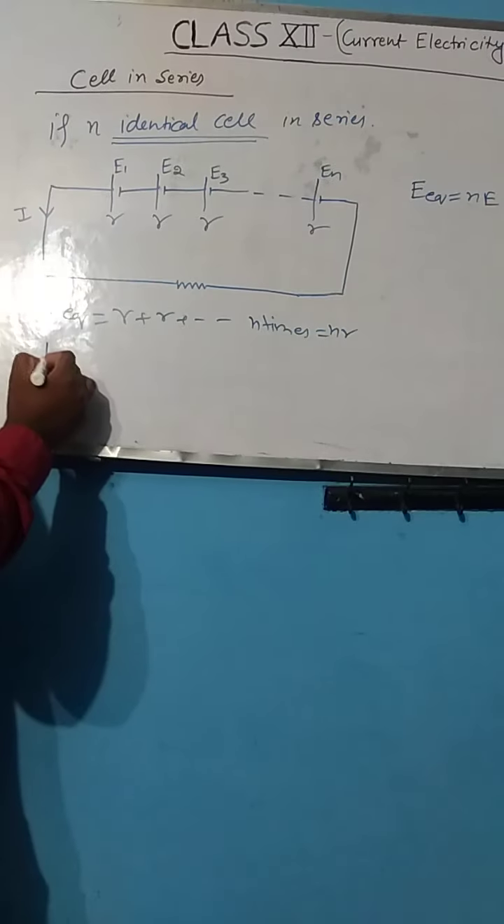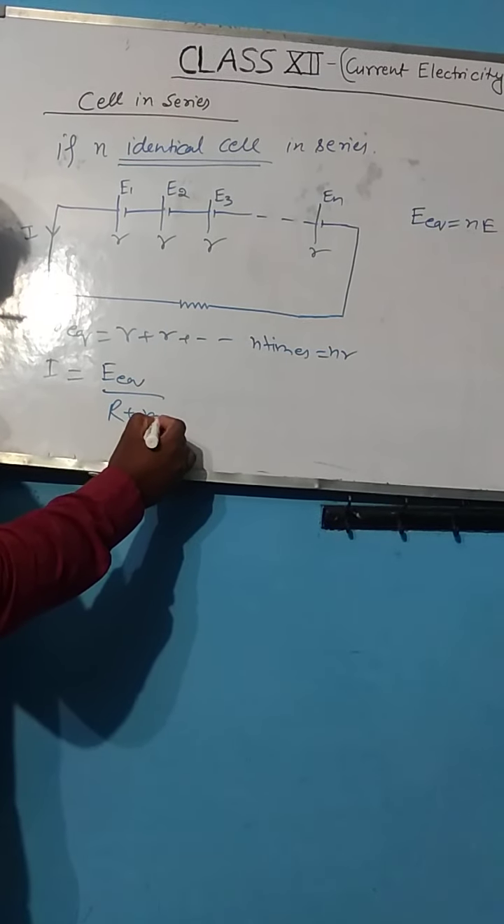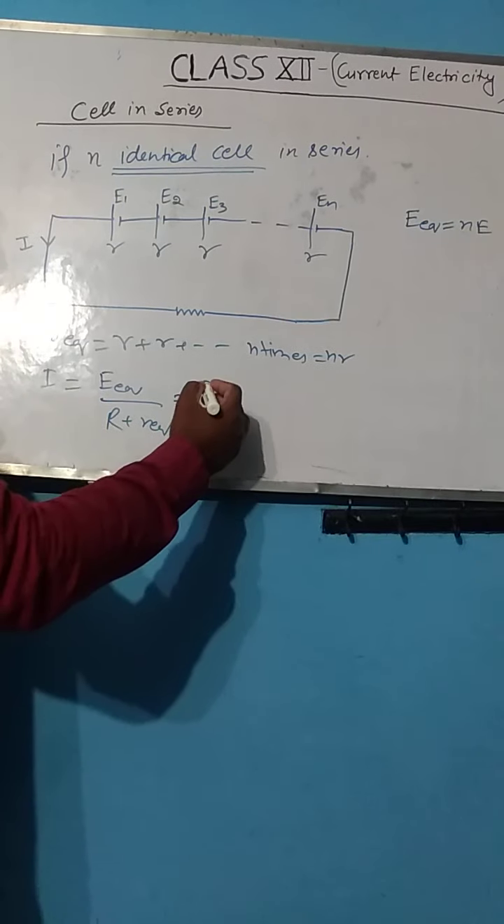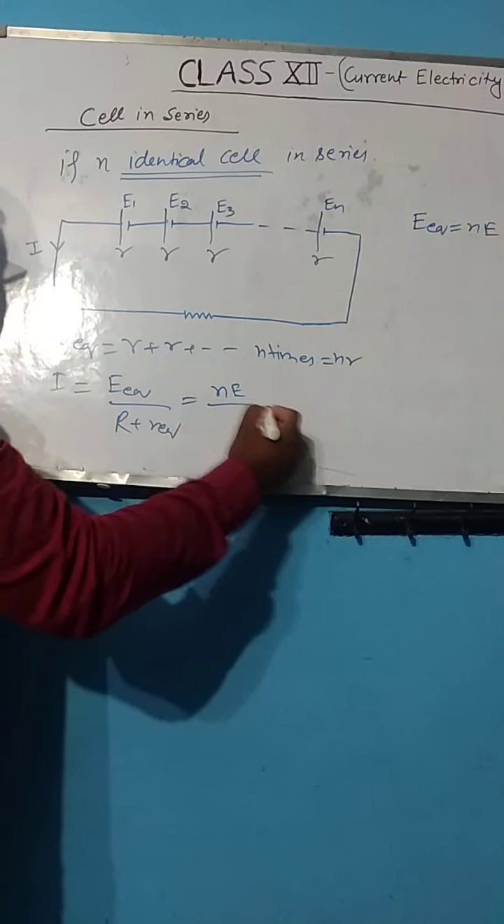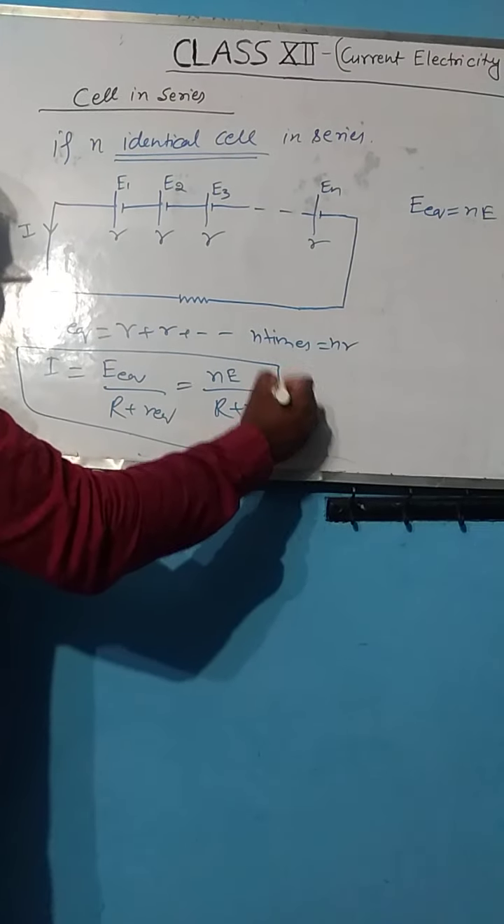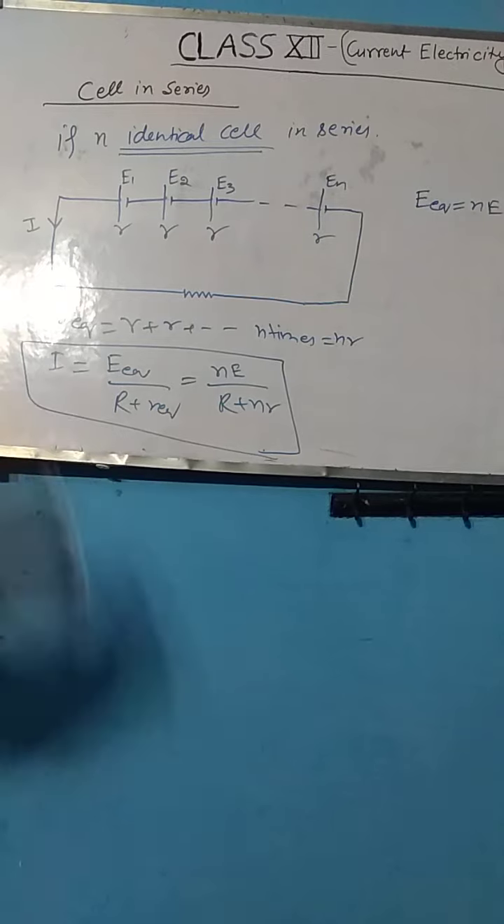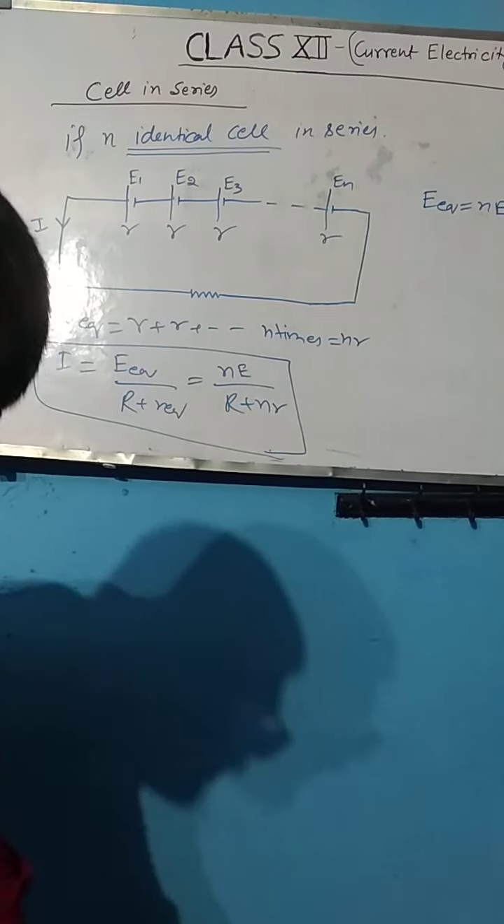So I is given by E equivalent divided by R plus R equivalent. This is given by nE divided by R plus nr. The cells in series concept will be given by this, and we have to discuss the three cases.